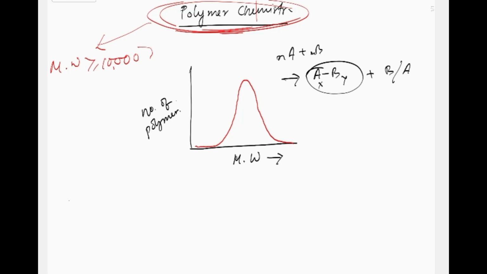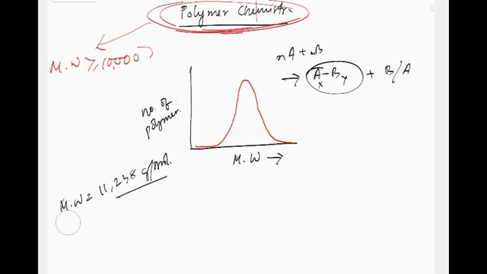That is, we cannot say a polymer has a molecular weight equal to 11,238 grams per mole. We cannot say that, right? We cannot say that because it is always a distribution of molecular weight. So now, as this is a distribution, we have to find out the average molecular weight.